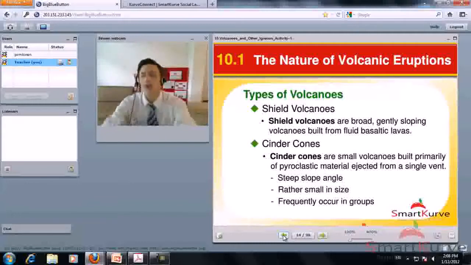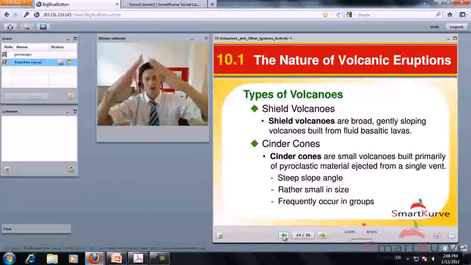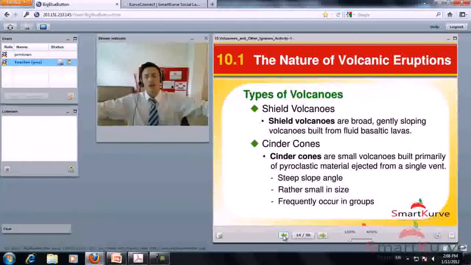Shield. Those are very broad, gently sloping volcanoes. They're built from very fluid, basaltic lavas. So remember, they're highly basaltic, they're very fluid, very low viscosity, low silicate. They're going to have more of the alkalis and the transition metals. So they're not going to explode. They're not going to build these big steep cones. Lava's going to flow out of the earth slowly and give this broad sloping volcano.